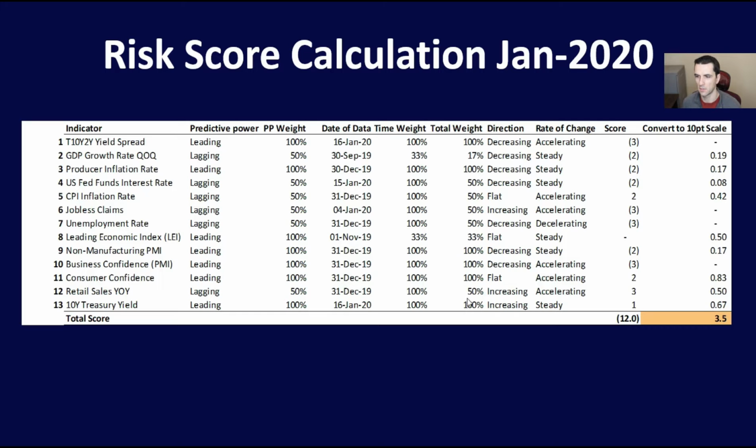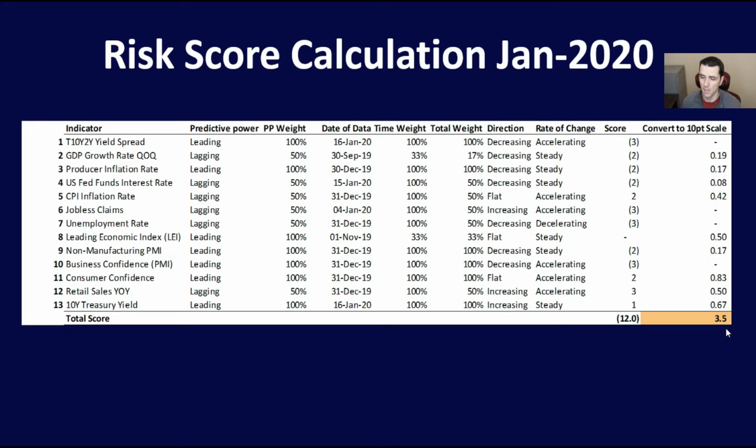That gives me then a total weighting, and then I go ahead and look at the indicators for the current period, decide whether the direction of the indicator is either decreasing, flat, or increasing, the rate of change of the indicator, whether it's accelerating, steady, or decelerating, and based on those two ratings, I get a score. I then take that score, use it against the total weight, and I come up with a conversion to a 10-point scale, which then gives me a total risk score, in this case for January 2020 of 3.5.